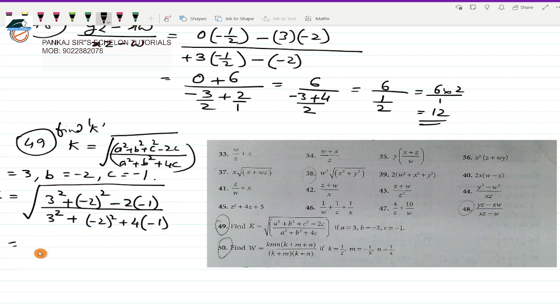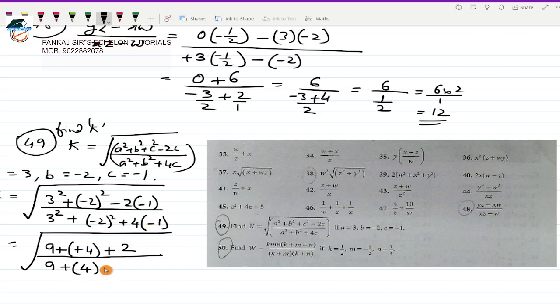Fine. This will be equal to the square root sign, and then 3 square is 9, plus (-2) square will be 4, so I'll write plus 4, and this will be minus into minus, plus 2 ones are 2, divided by, here 3 square is 9, then there is a plus, then (-2) square is 4, plus 4, and then plus into minus is minus, and then you can write a 4. This will be equal to square root of 9 plus 4 plus 2 upon 9 plus 4 minus 4.